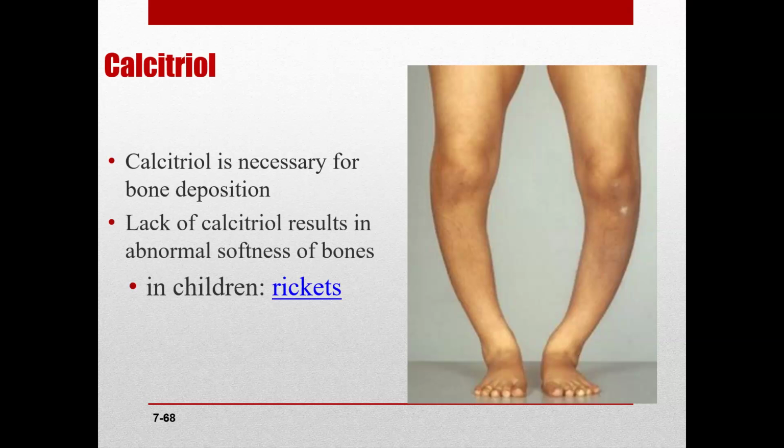And this is called osteomalacia, or rickets in children. So lack of calcitriol results in softness of the bone. This means that we either don't have calcium at all in the diet, or we don't have vitamin D to absorb that calcium, and the bones do not harden correctly. The reason it's mainly the legs is because we're standing all day. We put stress on the legs. If they're not hard enough, they're going to get bowed.